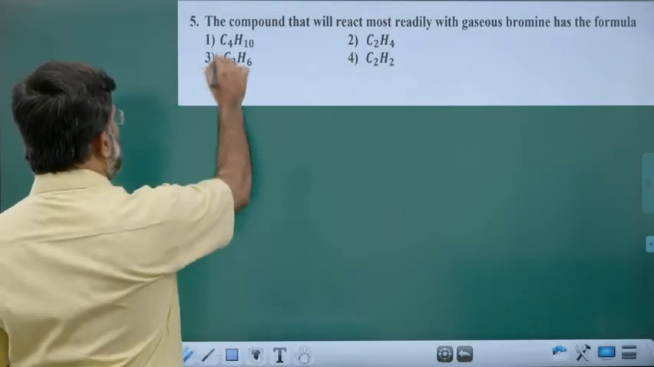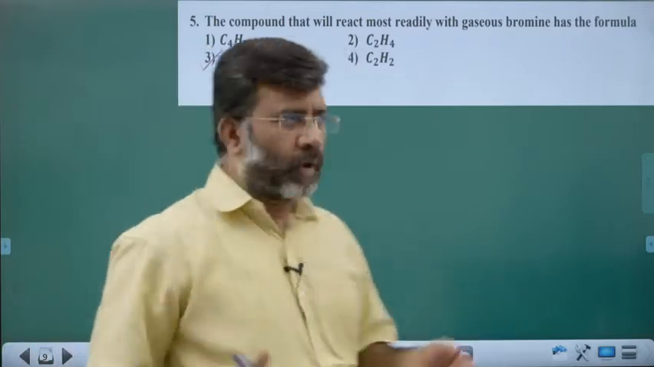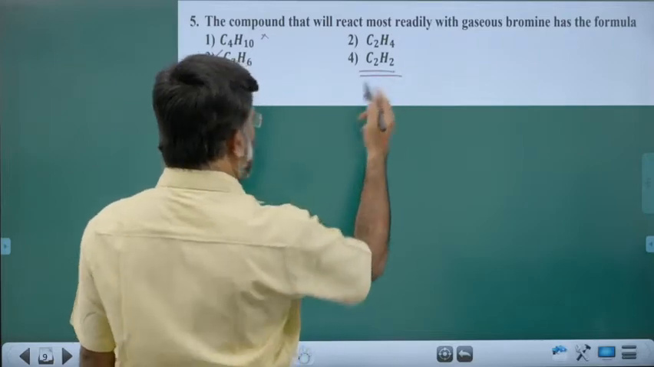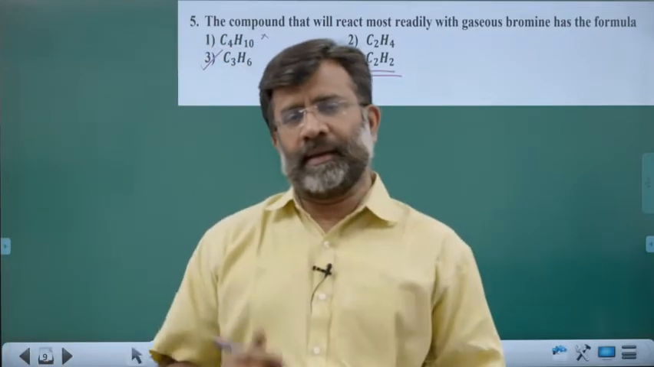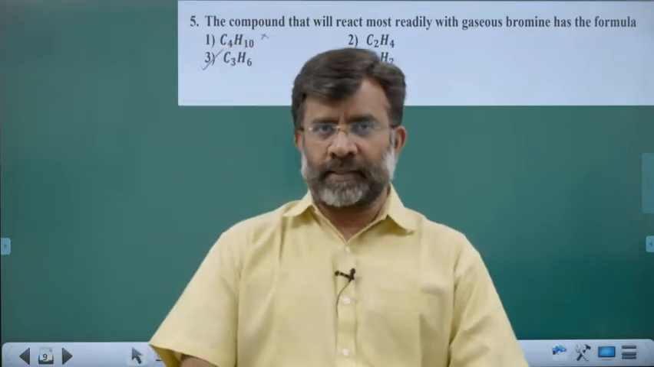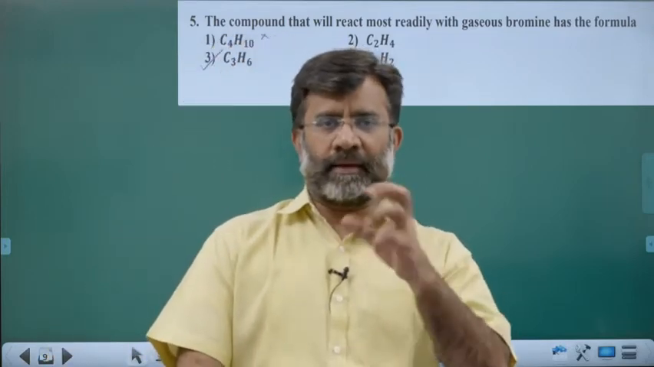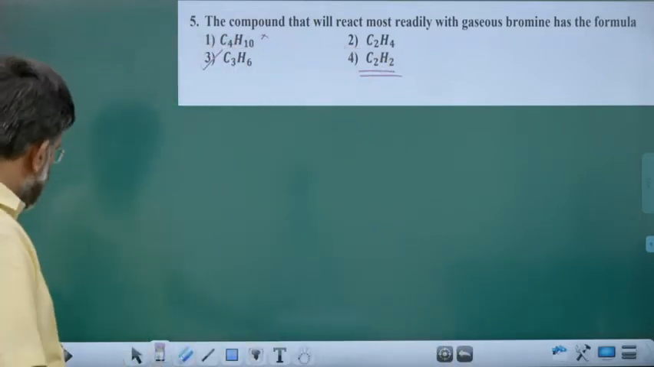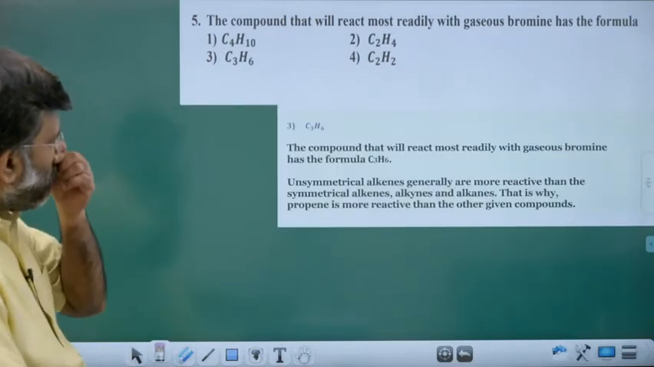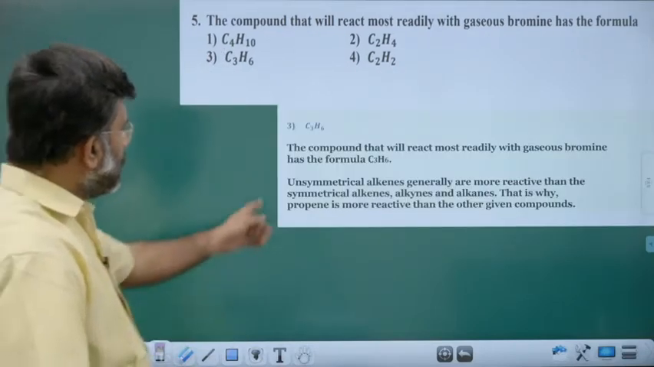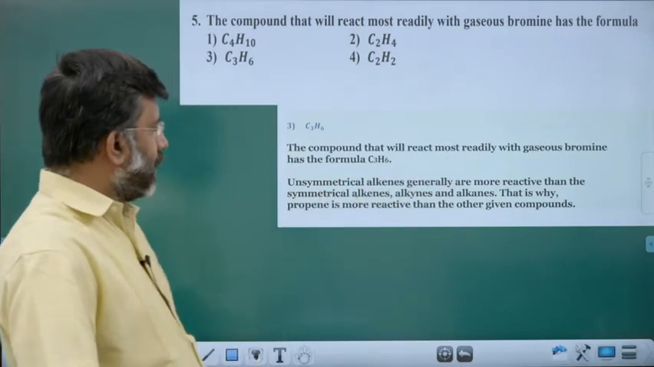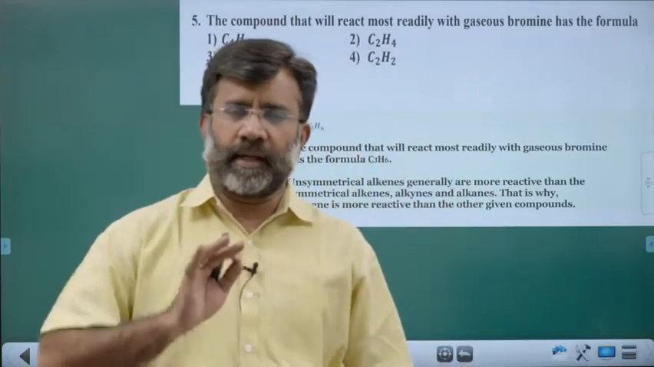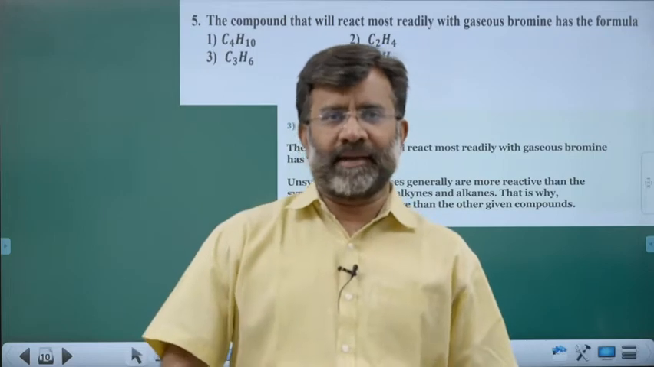The answer could be the third one, because alkane we rule out. Compared to alkene, alkyne we rule out because there is a symmetrical electron density present. Now there is ethene and propene. Propene, being an unsymmetric alkene, will be more attacking compared to ethene. So the answer is the third choice. Unsymmetrical alkenes are generally more reactive than symmetric alkenes.